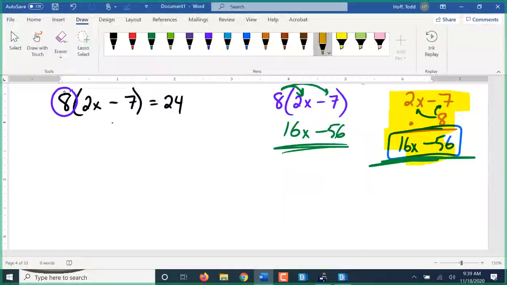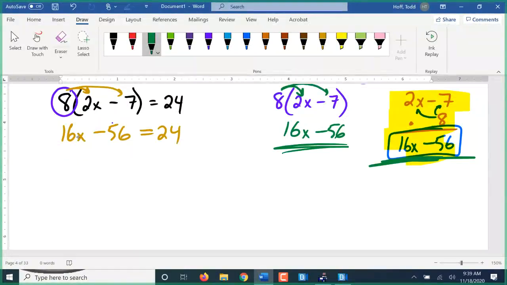So over here, that's exactly what we do. 8 times the 2x is 16x. 8 times the negative 7 is negative 56. Now, there is nothing more to combine on either side of that equation. The variable's already on one side, so we'll go ahead and solve.